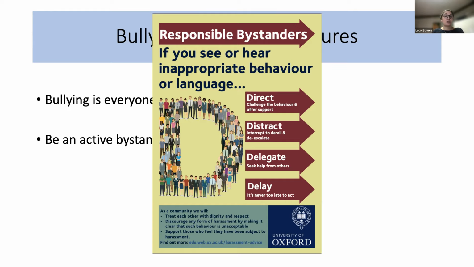Another D is distract. So if there's a situation that seems particularly heightened, the emotions are heightened, it may be that you can step in and distract away from the situation by, for example, asking about a meeting for the next week, something to diffuse it in the moment, so that you can then provide support to the person who's at the receiving end, and also help to diffuse a particularly challenging situation.